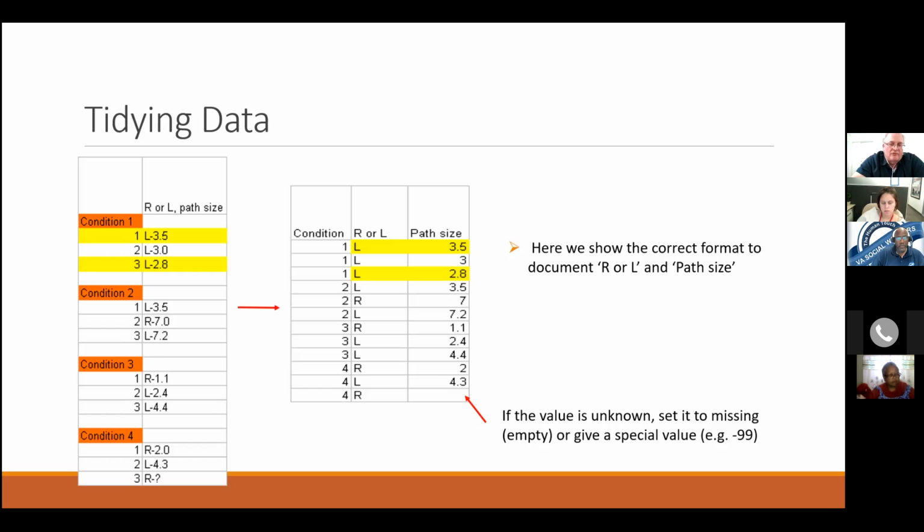And even in the picture on the right, with the column that says right or left there, you really probably want to use a code for that. You probably want to say 0 is right, 1 is left, and then just have 0, 1 in that column, and then have a data dictionary that tells you that 0 means right, 1 means left.